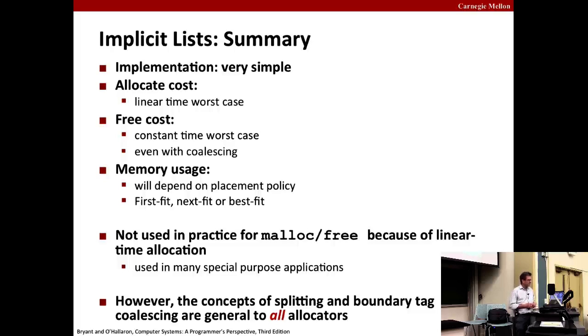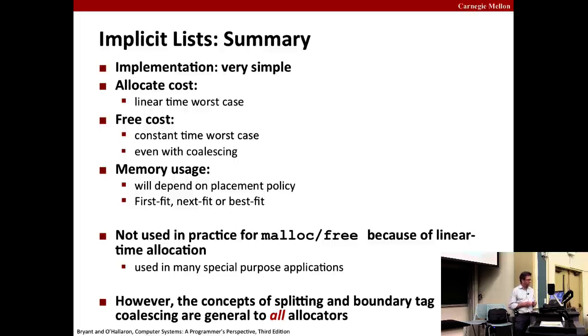Okay, so here's a summary then of implicit lists. This is a very simple kind of allocator. The cost to allocate is linear in the size of the heap, worst case. The cost of free is constant time, even with coalescing. Memory usage will depend on the placement policy, right? First fit, next fit, or best fit. It's not used in practice because of the linear time cost of allocation.